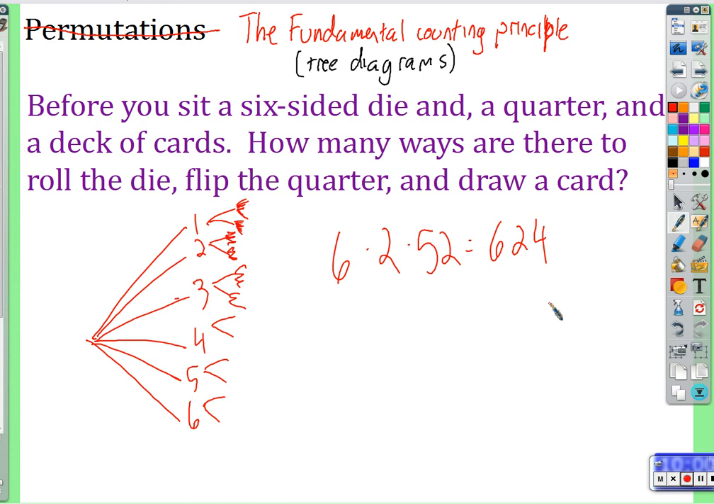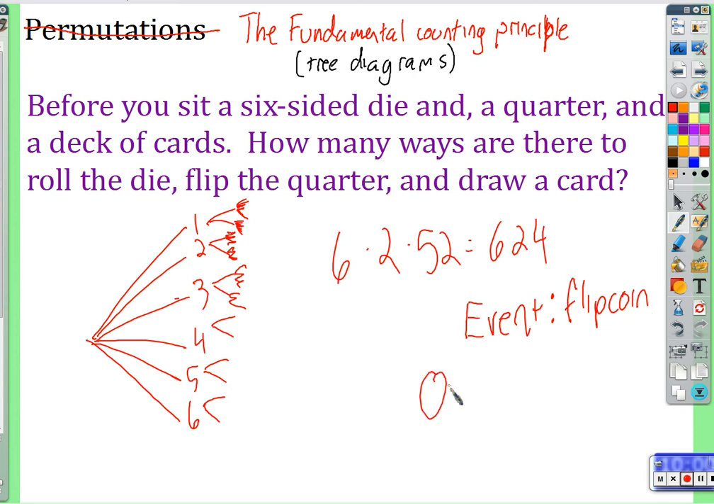So let's go over a little bit of vocab. If you can give me an example, from this problem, of an event? Flip a coin is an event. Okay, so that's an event. What are the other two events? Draw a card, roll a die.